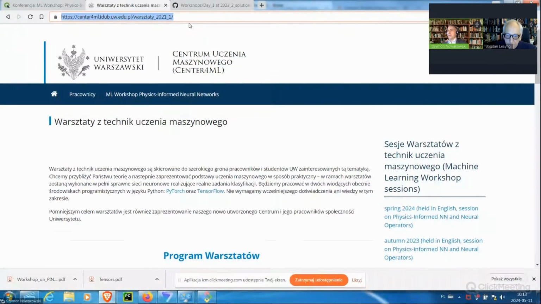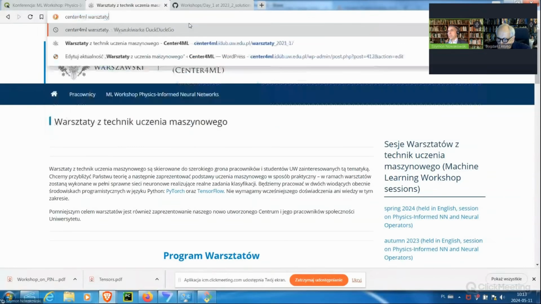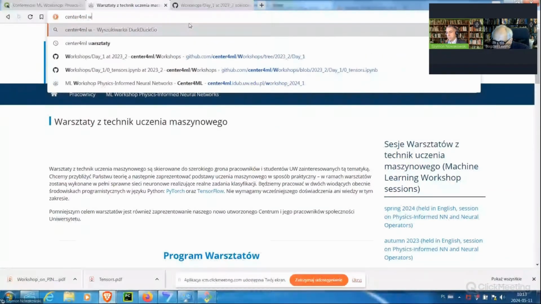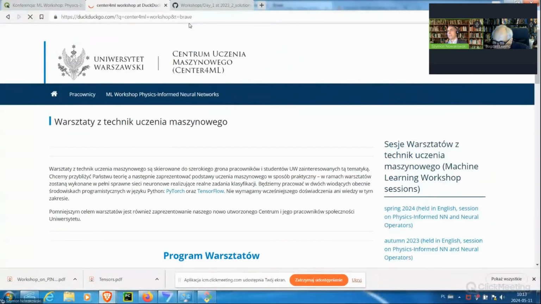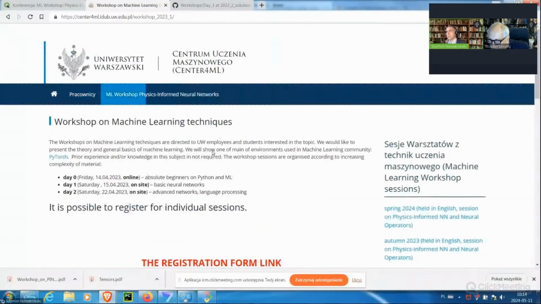Okay, so we have prepared some material for this session and for the next week sessions too. To get to the page with links, you need to search in Google or any other search engine that you use for Center for ML. This is short for Center for Machine Learning, and warsztaty or workshop maybe. And then you click on the first link provided. Usually it works.